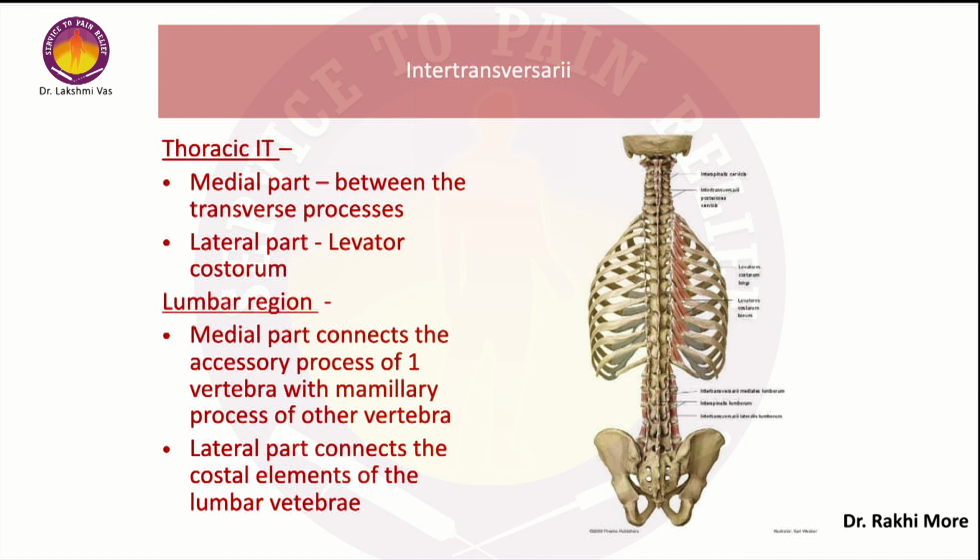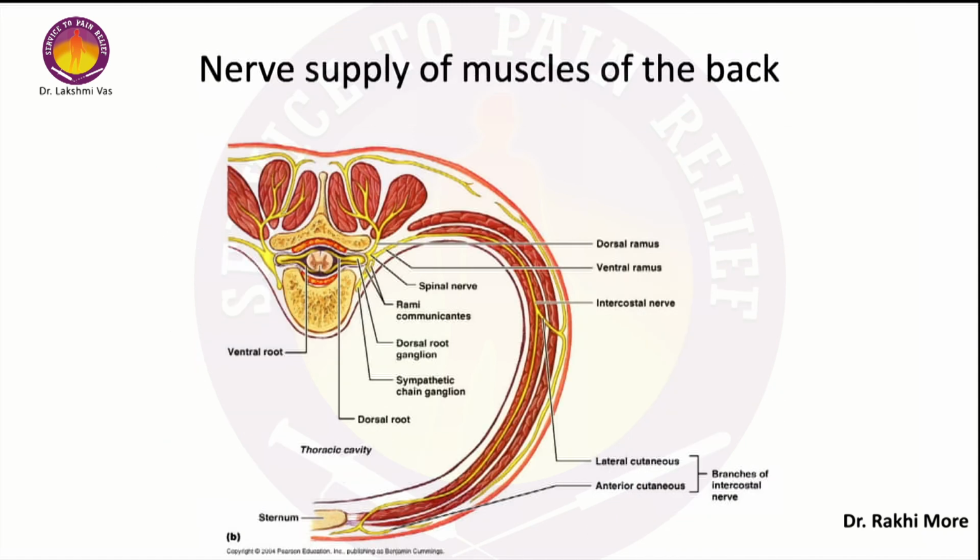Levator costarum means it lifts the... Yeah, elevates the rib. Levator costarum also helps in elevation of the ribs. And again, as I said, the small actions in this region are enhanced in the anterior part of the thoracic wall. Now, nerve supply of the muscles of the back is by the dorsal rami of the spinal nerves. This is all about the muscles of the back.